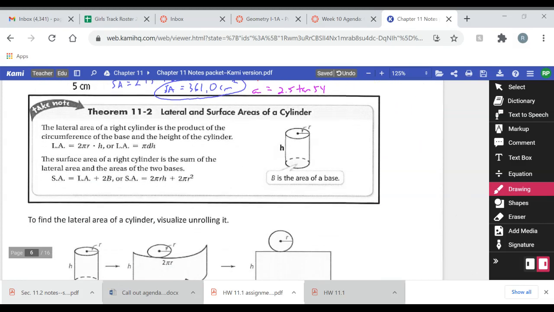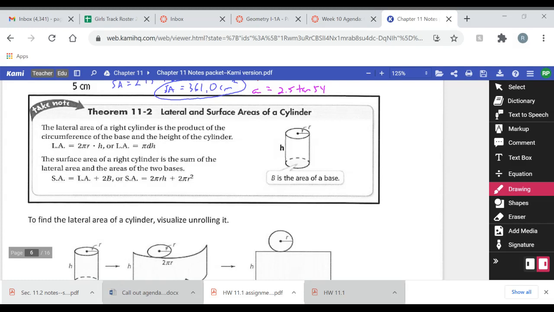So a cylinder is like a can, a Coke can or a green bean can or whatever, oatmeal container. But for that, the lateral area of a right cylinder is the product of the circumference of the base and the height of the cylinder. Okay, so the lateral area is kind of just the curvy part that goes around the figure. The circumference is the distance around one circle, and then you're multiplying it by the height to account for all the circles stacked on top of each other.